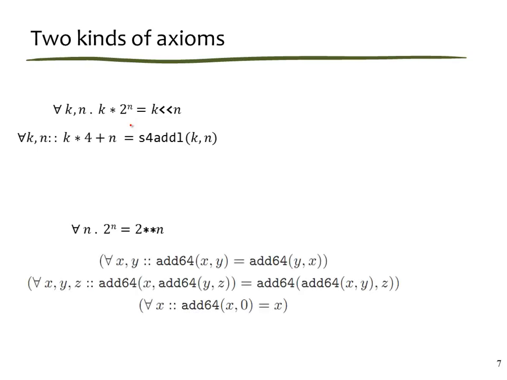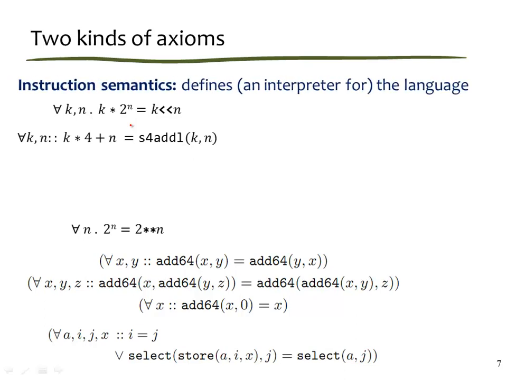I may throw in a few more into the lower group. So the first kind defines instruction semantics. It is really nothing more than an interpreter for the language that we want to interpret, in which we want to synthesize. Right? You cannot really do less than that.